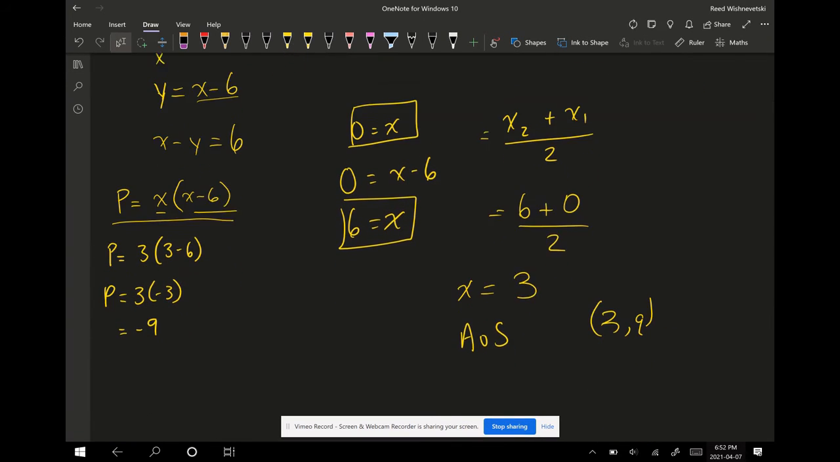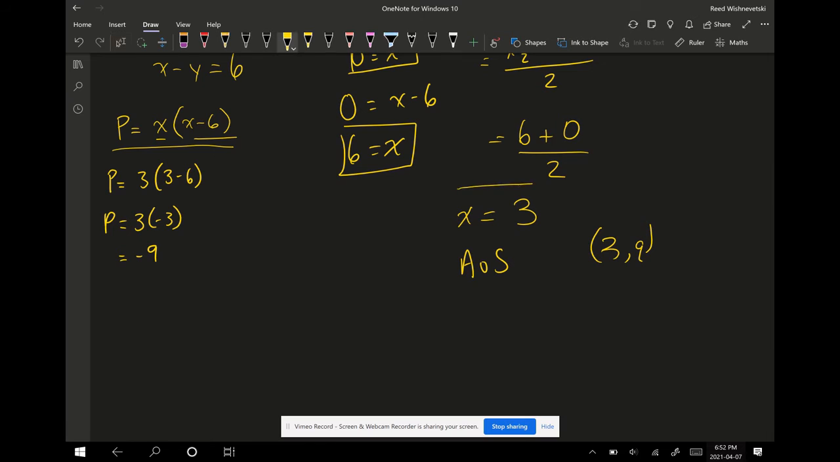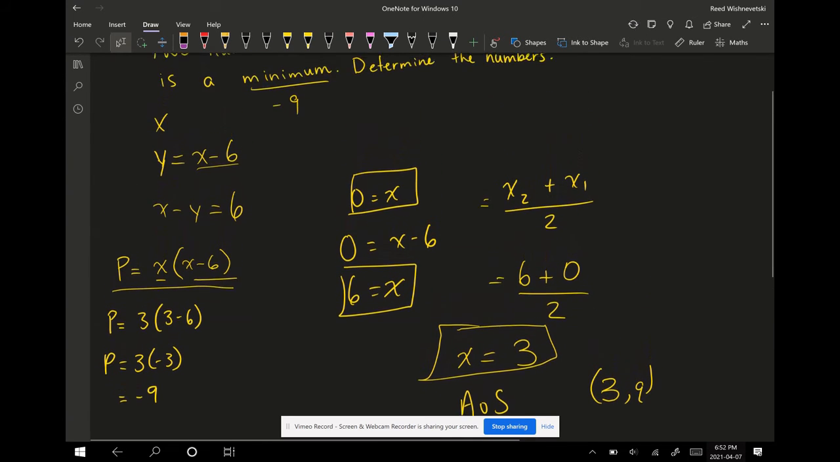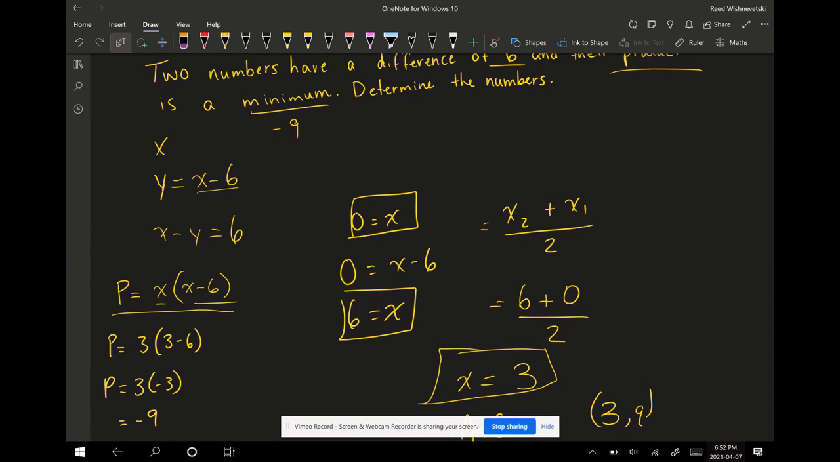Now that we know that, we're going to have to plug in our x equals 3, which again is the x coordinate of our vertex. Just going to fix that 3 there right now. So we take our x equals 3, and we need to figure out what our other number y is. So we're going to plug it into this formula right here. Okay, so I'm going to go ahead and move this equation down.